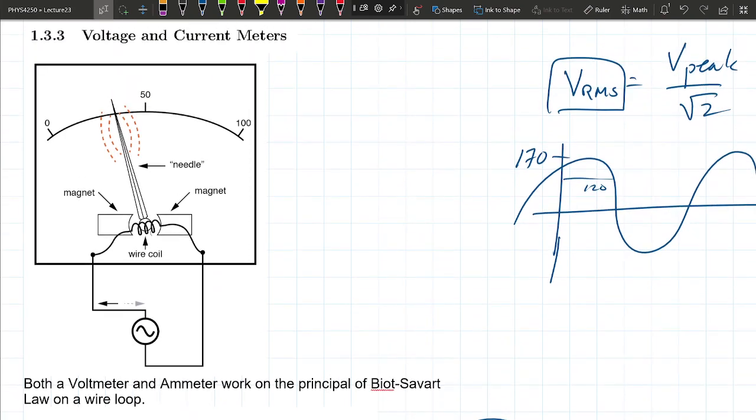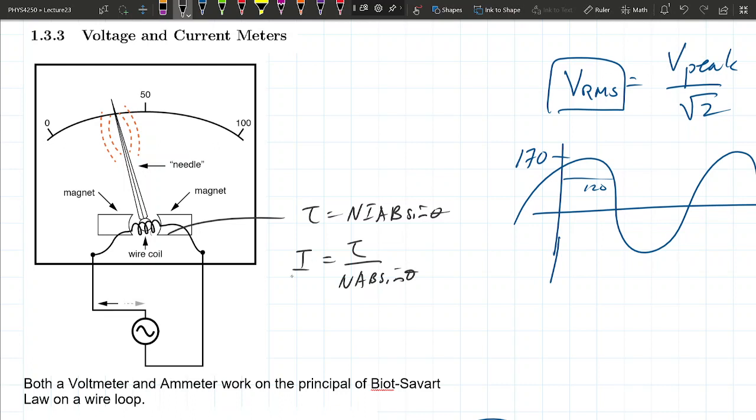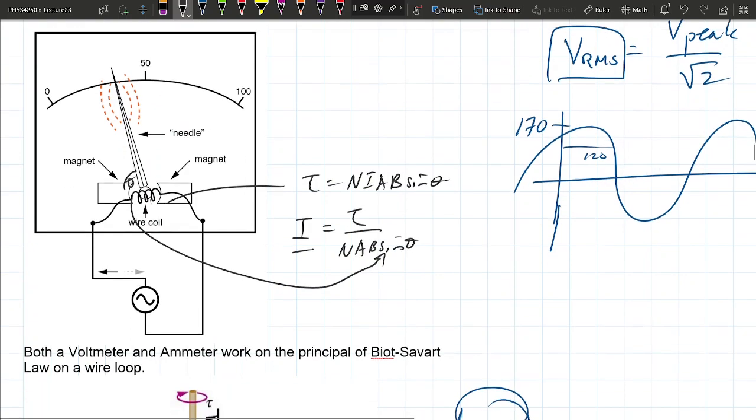This little simple meter really measures current. So I can take that equation, torque equals N I A B sine theta. Now I have an equation, and I'm going to solve this for I: I equals torque over N times A times B sine theta. Depending on what the angle theta is, I can figure out the amount of current that's there. It's actually inversely proportional to sine theta, okay?